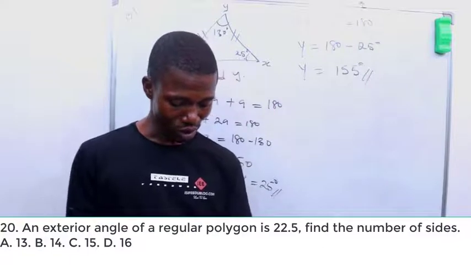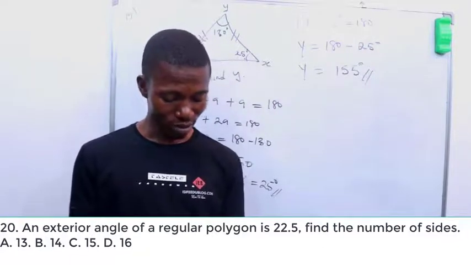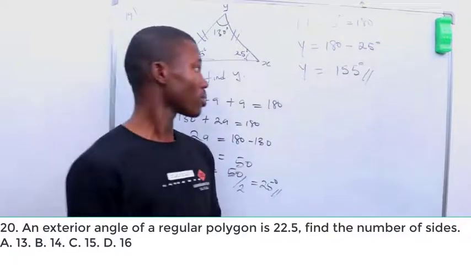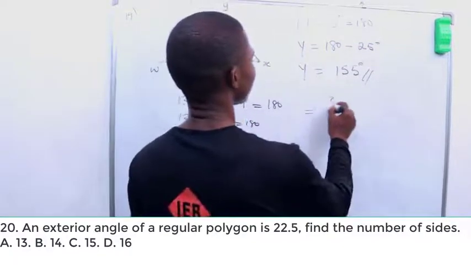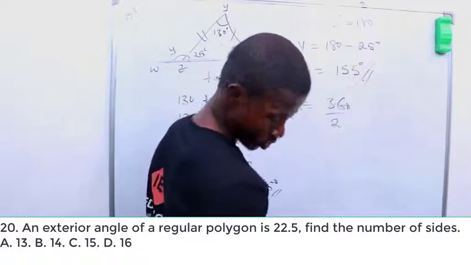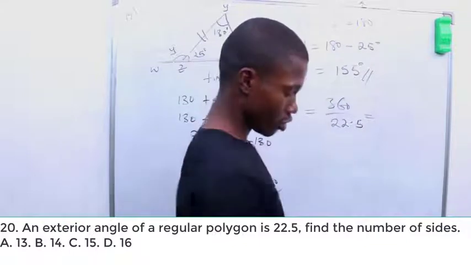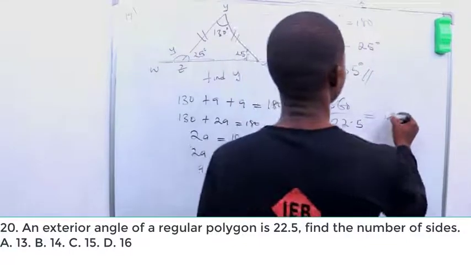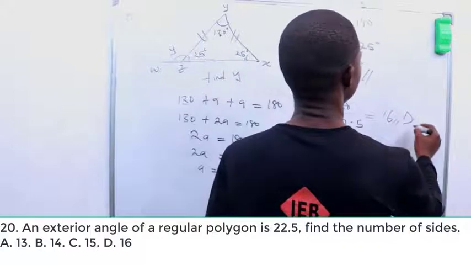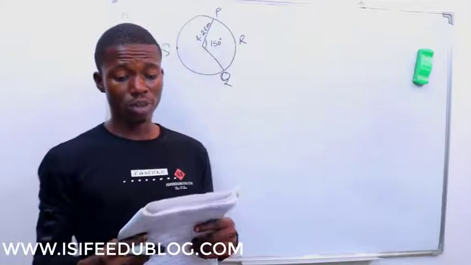Just divide 360 with the angle, and you find the number of sides. Okay, so this is polygon, it is 360 over 22.5. Okay, so if you punch this in your calculator, this will give us 16, which is option D. Okay, this is polygon.